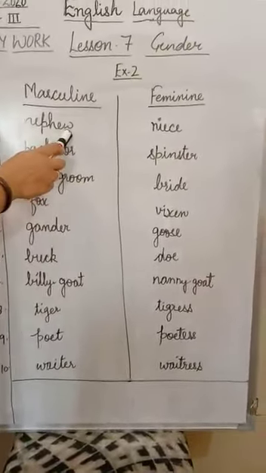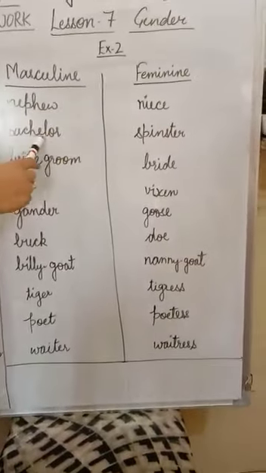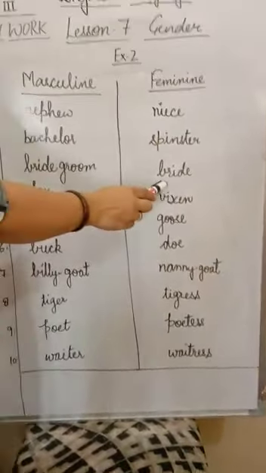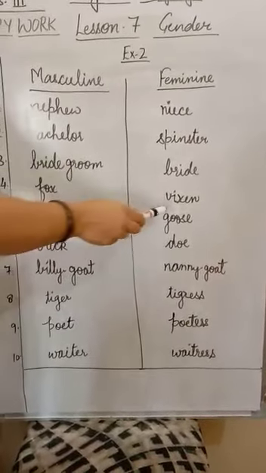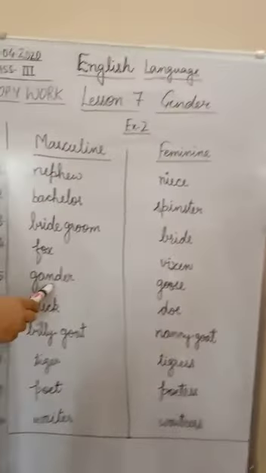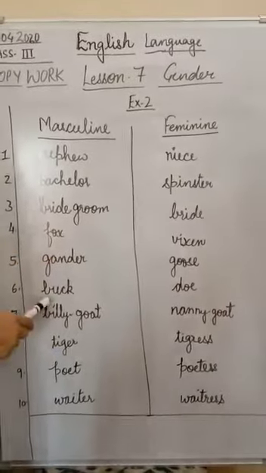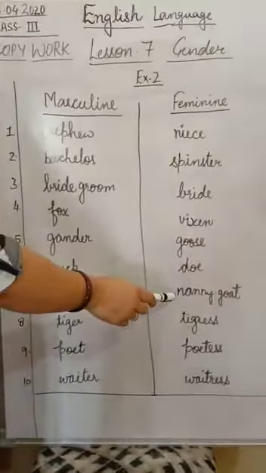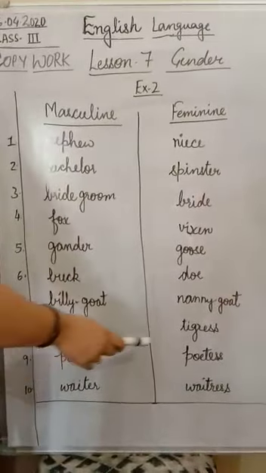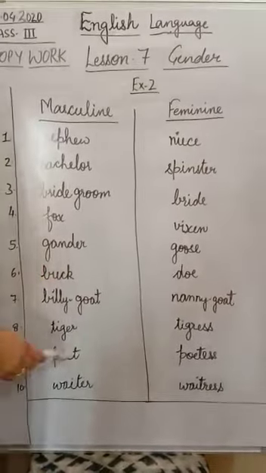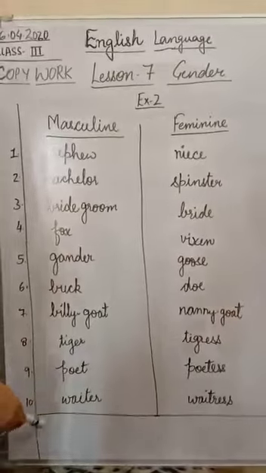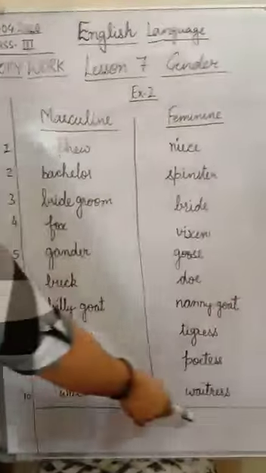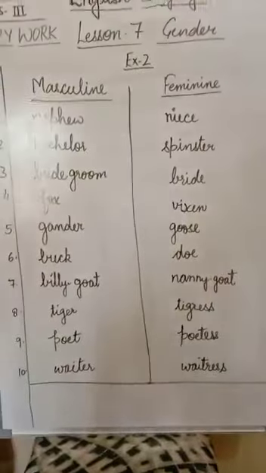Number 1, nephew, niece. Bachelor, spinster. Bridegroom, bride. Fox, vixen. Gander, goose. Buck, doe. Billy goat, nanny goat. Tiger, tigress. Poet, poetess. Waiter, waitress. After writing, you will draw the finishing line.